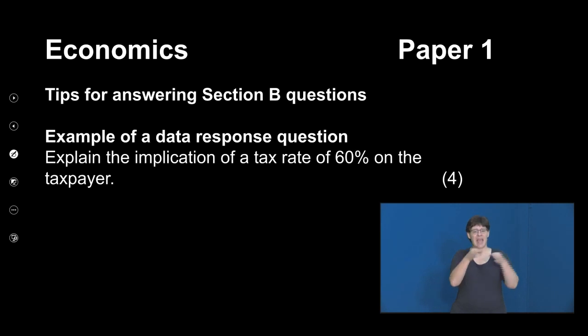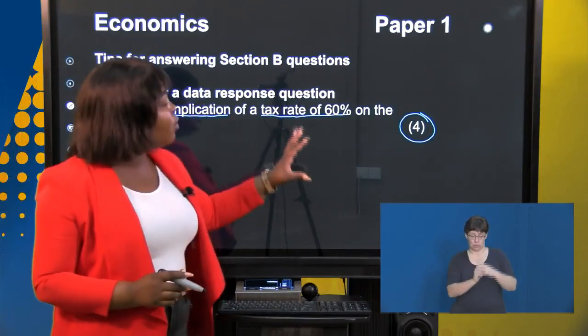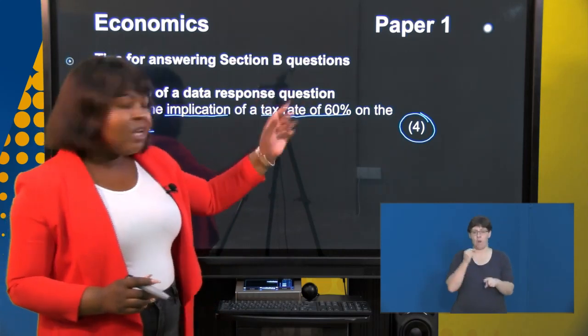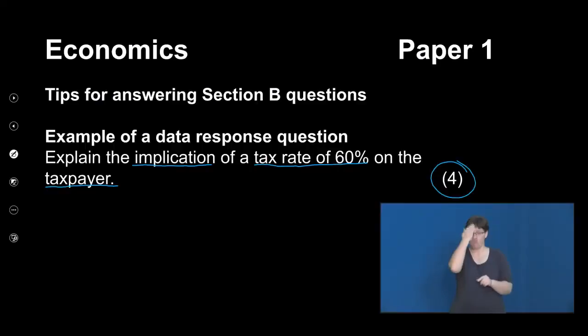Explain the implication of a tax rate of 60% on the taxpayer. Look at the mark allocation. It's a 4-mark question, meaning you need a minimum of 2 points for that one. This is not completely taken or extracted from the graph. Now you need to apply your knowledge on tax revenue there.